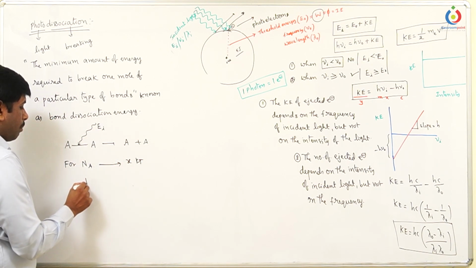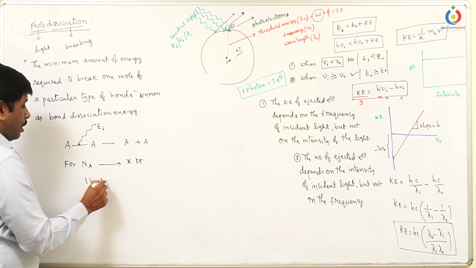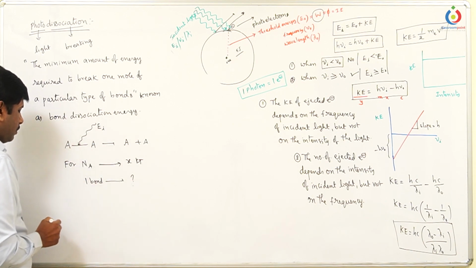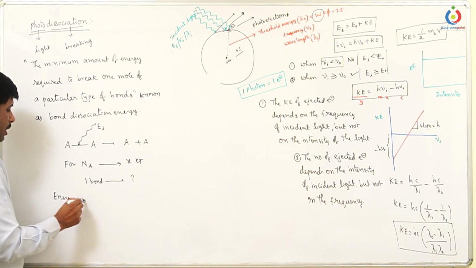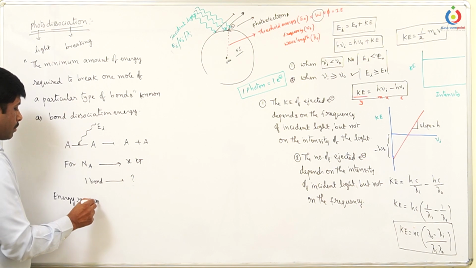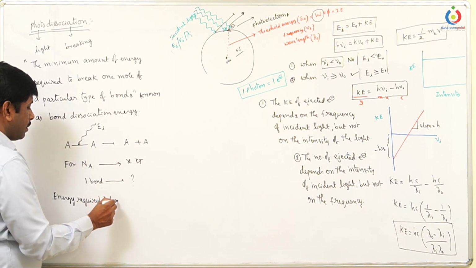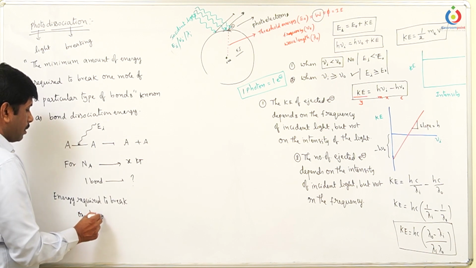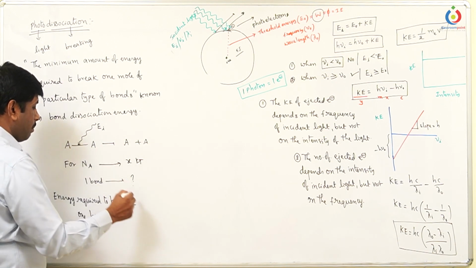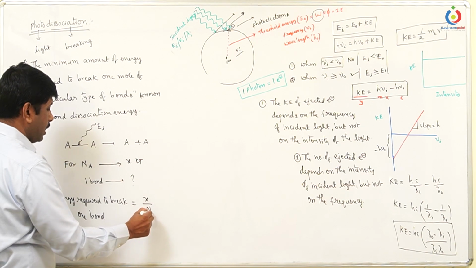To break 1 bond, how much energy is required? So here we can write that the energy required to break 1 bond is equal to, by cross multiplication, x upon Na kilojoules.